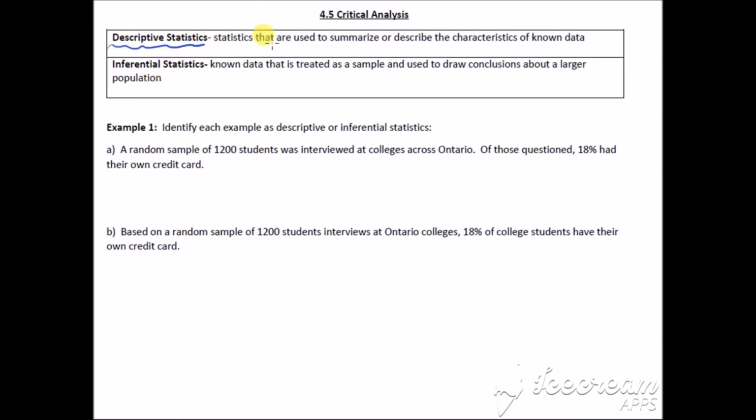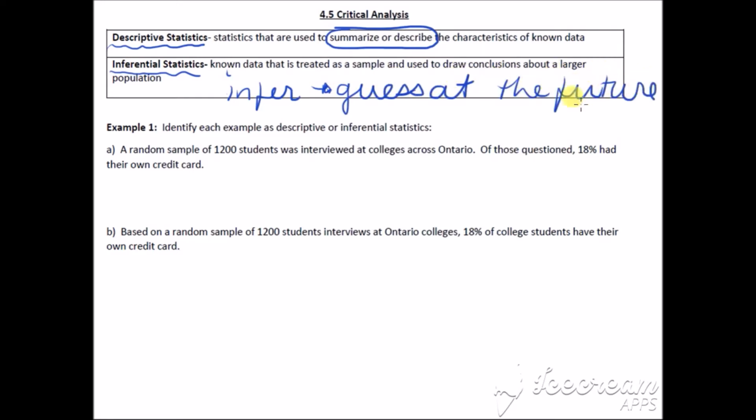Descriptive statistics, these are statistics that are used to summarize or describe the characteristics of known data. Okay, so descriptive is to describe. Okay, inferential, known data that is treated as a sample and used to draw conclusions about a larger population. Okay, so you can infer. And the word infer means to take an educated guess, or guess at the future. Right? What's going to happen.